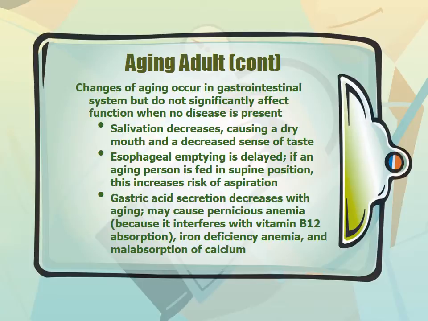Gastric acid secretion decreases with aging, and it may actually cause what we call pernicious anemia, and that is because it interferes with vitamin B12 absorption. So a lot of older adults actually suffer from iron deficiency anemia, and they are unable to absorb calcium as well because of this.